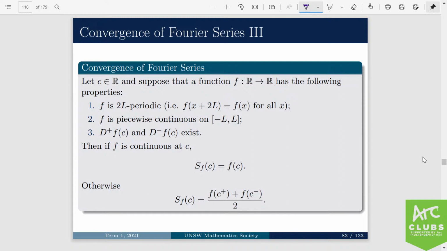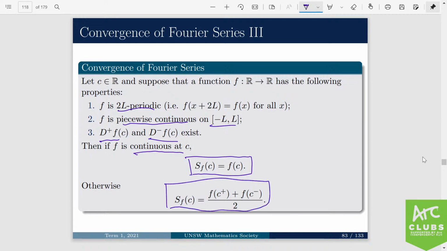So from all of that, what we get is this result. If we have a function that is 2L periodic, usually 2 pi periodic, so basically it just needs to be periodic. The 2L just helps to specify that the period is 2L. It is piecewise continuous on this region, and if these positive and negative limits of the derivatives exist, then we know that at every point c where f is continuous, the Fourier series will match the function. And otherwise, where it's not continuous, say we have a jump discontinuity, then the Fourier series will be halfway between the two sides. And this tells us what our Fourier series will look like.